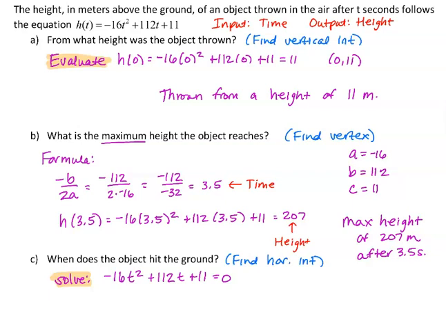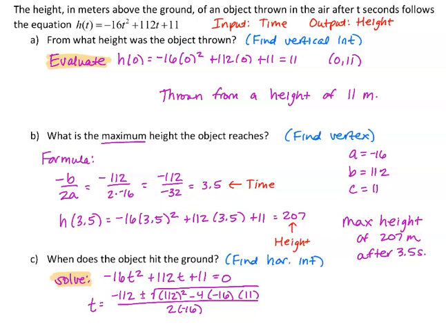So here to solve this equation, we've got some large numbers. I'm going to go ahead and use our quadratic formula. So we already found a, b, and c in the last part, so now we're just going to plug those into our quadratic formula. So we need the opposite of b, negative 112, plus or minus the square root of 112 squared, minus 4 times a, which is negative 16, times c, which is 11, all over 2 times negative 16. Go ahead and let your calculator help you simplify this expression.